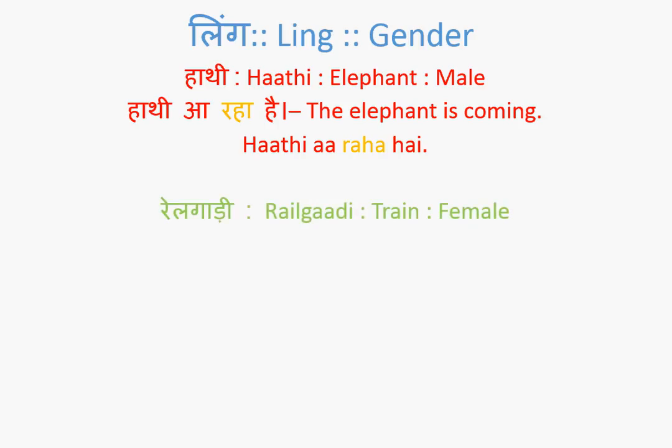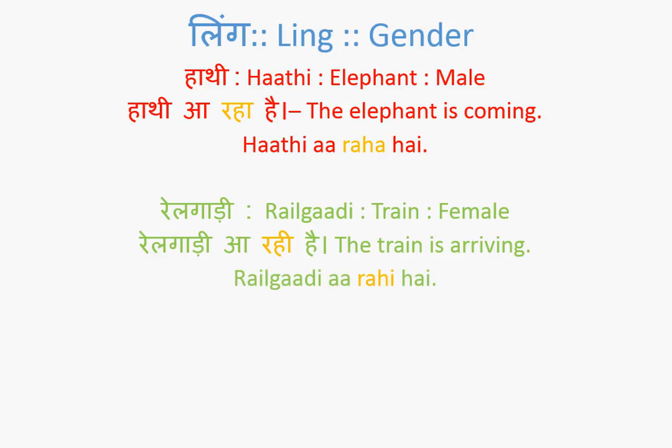Now, Railgaadi means train. Okay? The train. Now, Railgaadi is a female. It's feminine gender. In this case, the train is arriving. If you have to say, Railgaadi aa rahi hai. The train is coming. The train is approaching. The train is arriving. Okay? Railgaadi aa rahi hai. Got it?